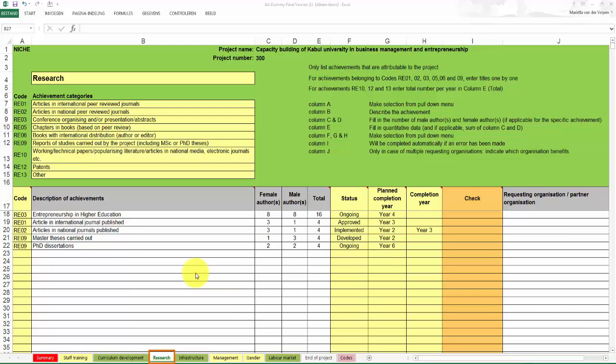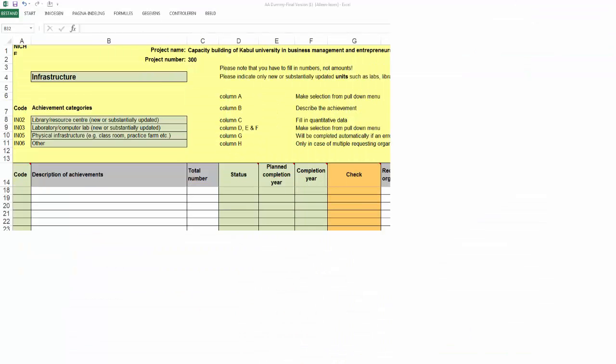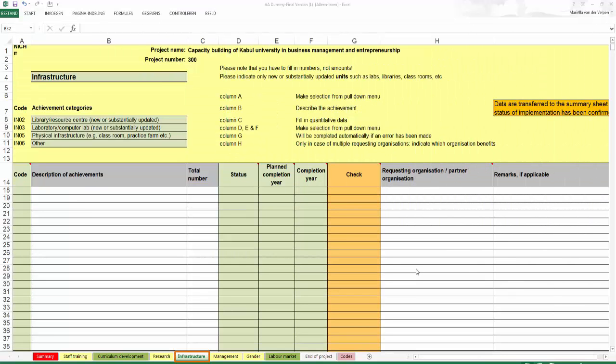In the sheet here we see examples of achievements in the research component. The infrastructure sheet used to be called investments and has been considerably simplified. Yes, in the early achievement annexes we used to have long lists of equipment here. Now we only refer to units of infrastructure. For example, INO3 can be a skills lab purchased or substantially improved by the project.